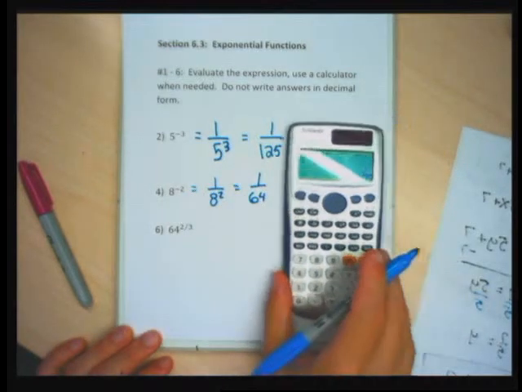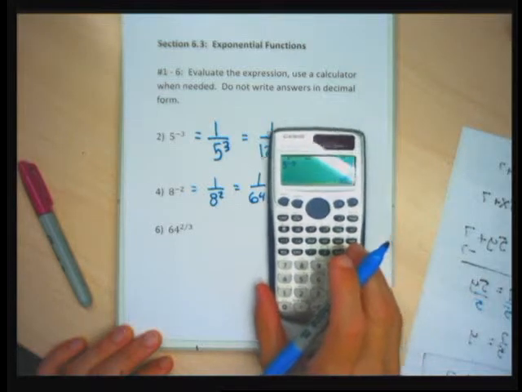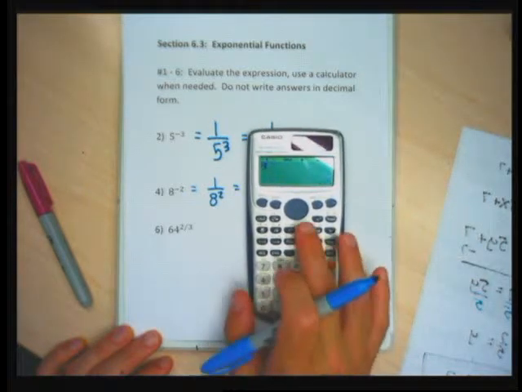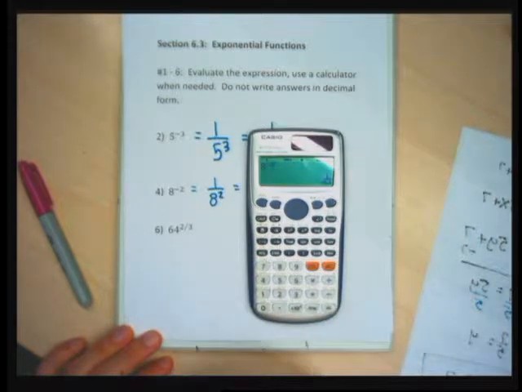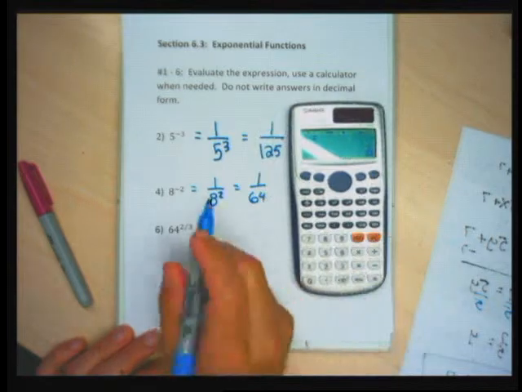The answer to part 4 should be 1 over 64. Again, on my calculator, I could just go 8 exponent negative 2, and my calculator will tell me that's 1 over 64. Now to do this by hand.